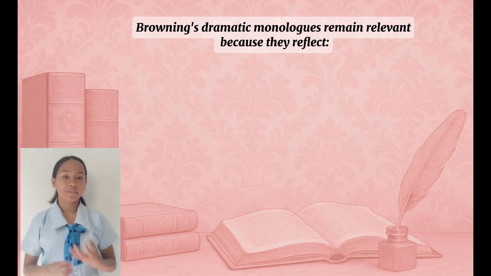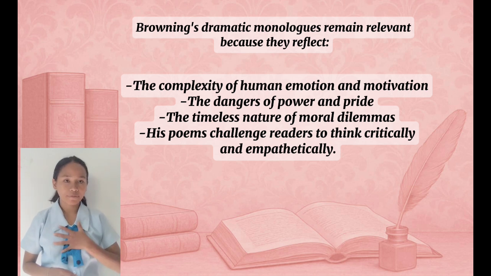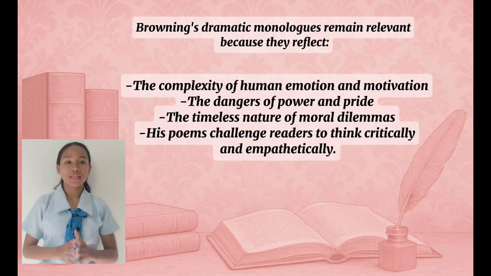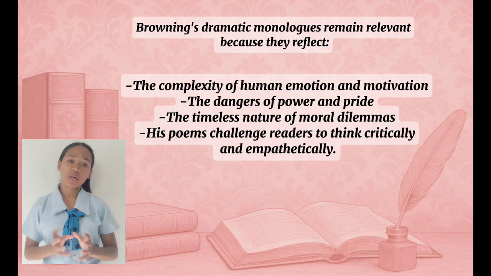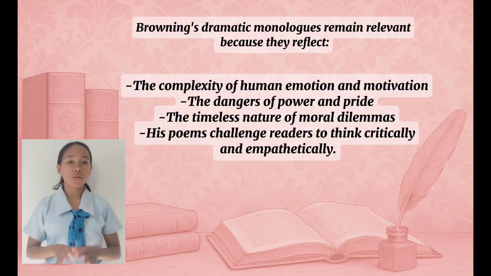It's because they reflect the complexity of human emotions and motivations. Browning's characters reveal deep, often conflicting feelings. The second reason is the dangers of power and pride. Robert Browning's monologues often feature powerful figures whose arrogance can lead to downfall or cruelty. It also highlights the corrupting effects of unchecked authority.